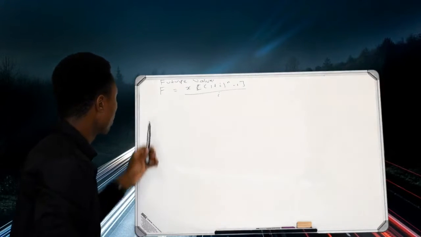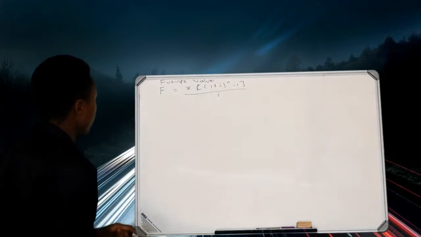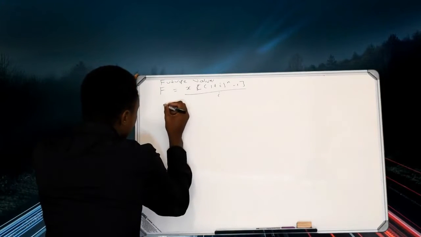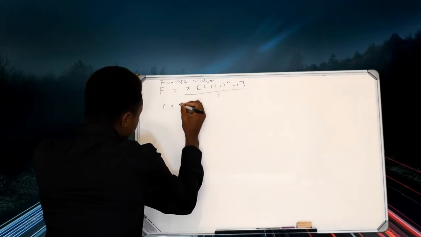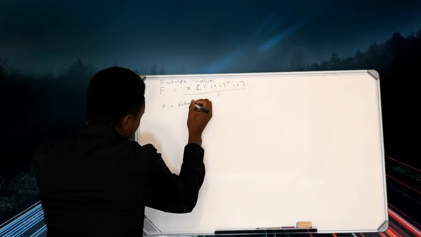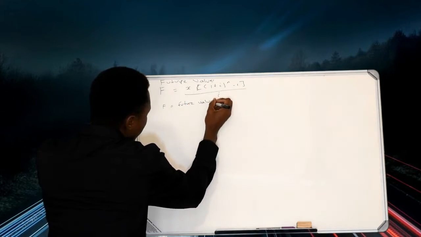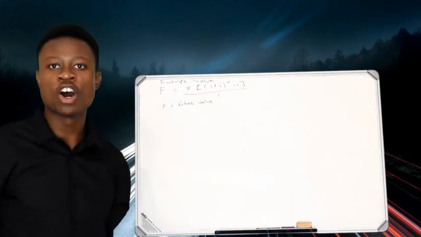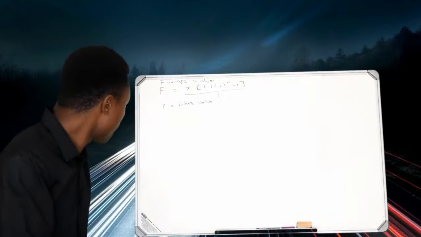So what are these variables? F is the future value. Let me write it down. F is the future value. It's the value that your investment will be at the end of the duration of however long you want to save for. And then what's next?